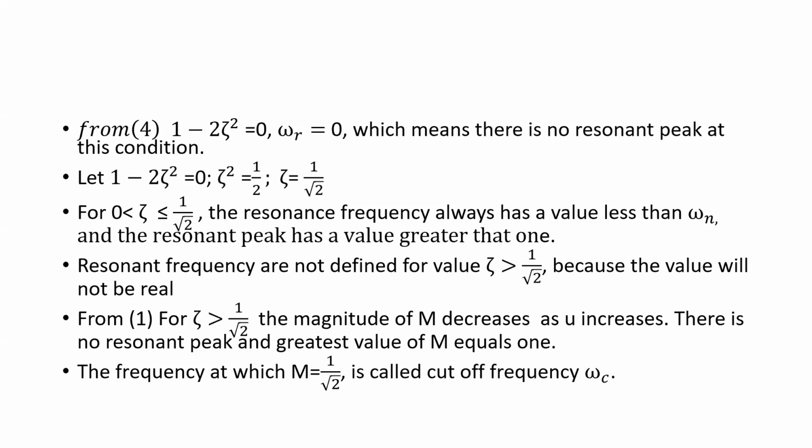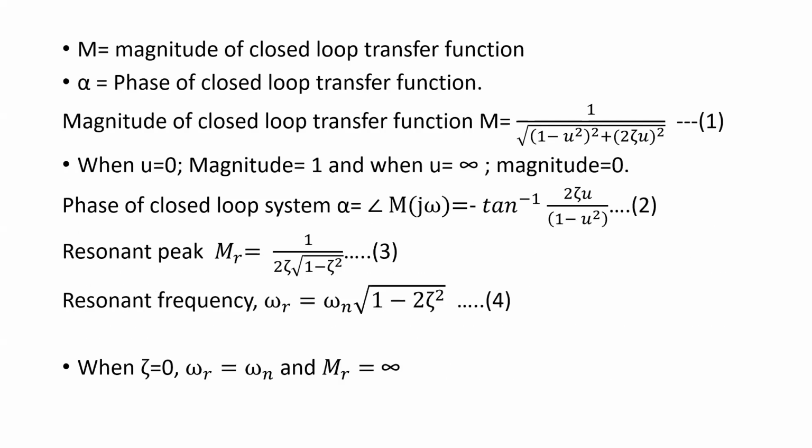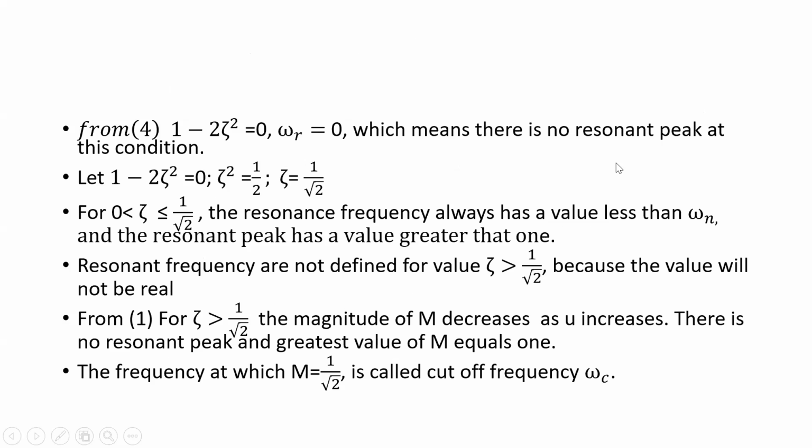Then, if the zeta value goes greater than root 2, M goes on decreasing as u increases, and there is no resonant peak, and the maximum value will be 1. The greatest value of M will be equal to 1. As u increases, the magnitude will go to 0. Only between 1 and 0 will you have a magnitude.